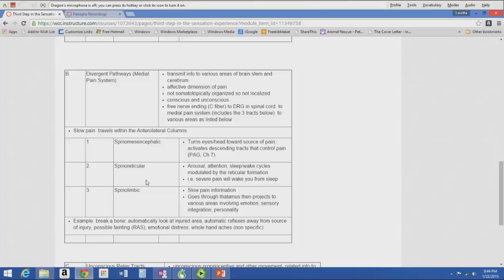Okay? So then the spinolimbic system, same thing, from the spine to the limbic system, and the limbic system functions in a lot of emotion, sensory integration, and personality.